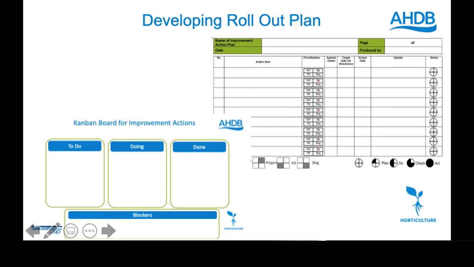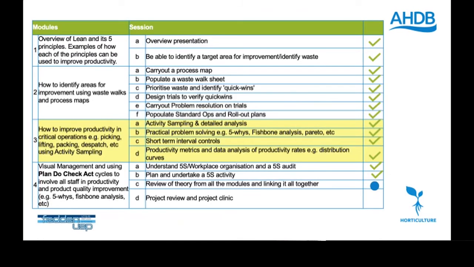So if it's not a particularly big lean project, it might well be you just put it up onto a whiteboard and you use post-it notes to track the progress of the project itself. So just another way of making it visual, basically. And that's everything that we covered as part of module 2.